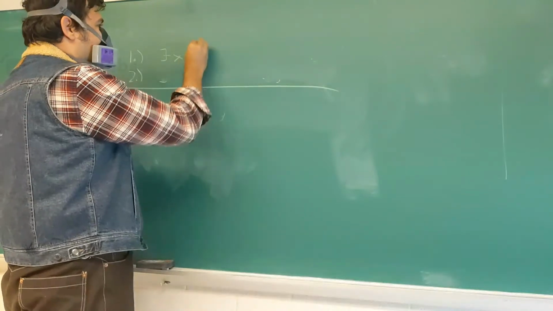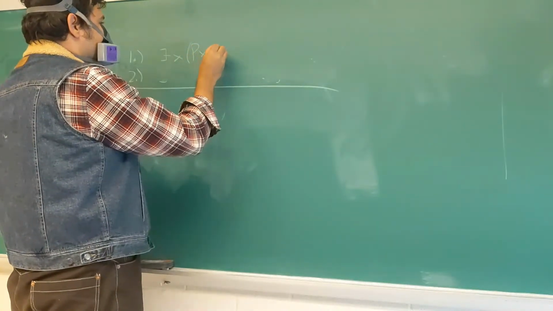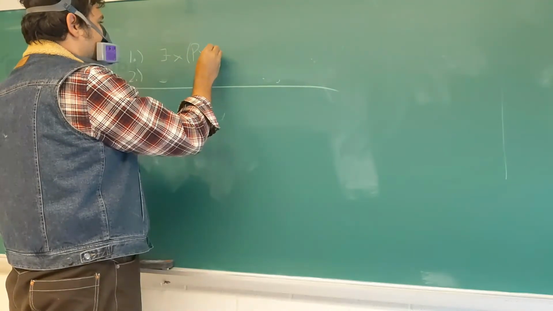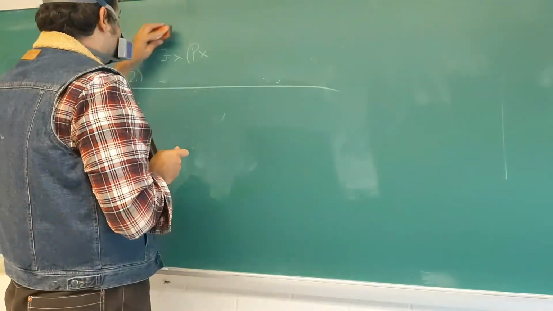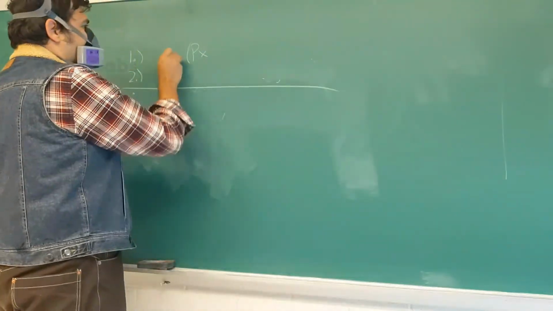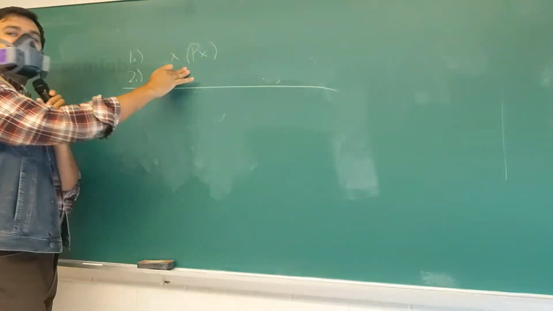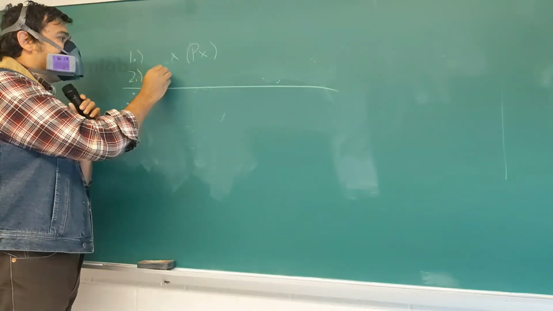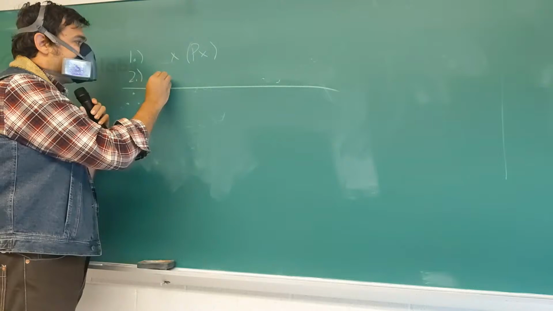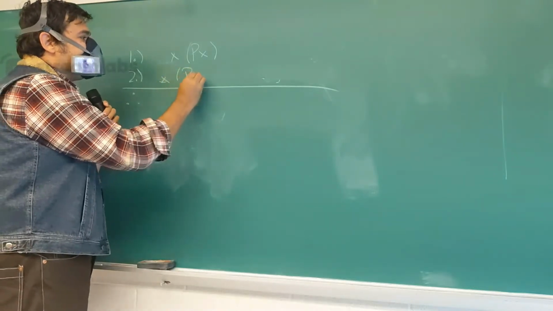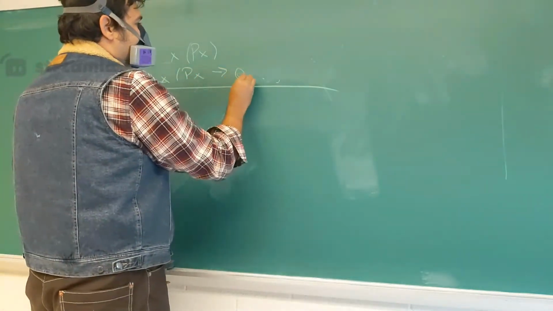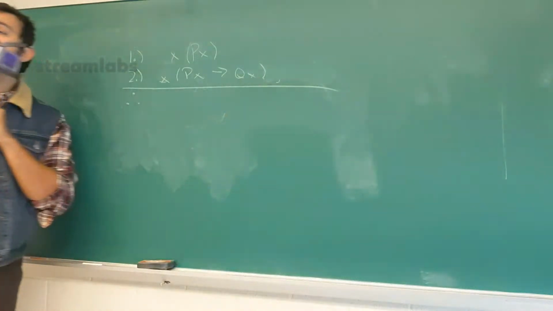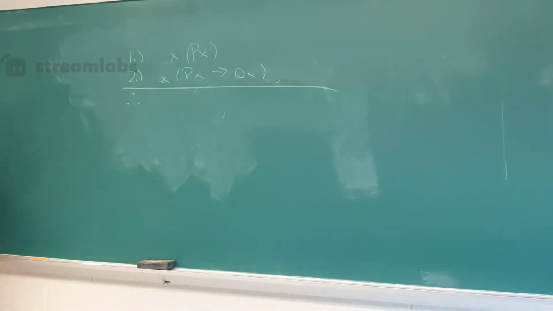How about I say, for any x, x has p. And now let's say for any x, if x has p, then x has q. How do I do a rule on that?